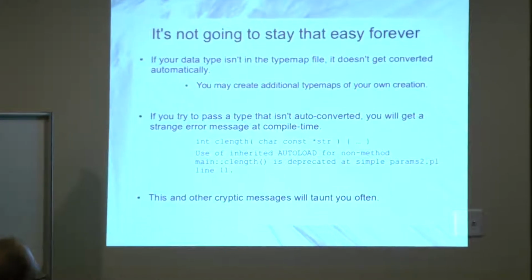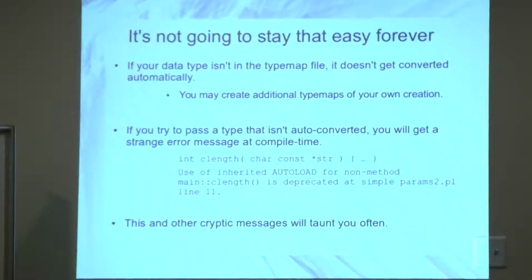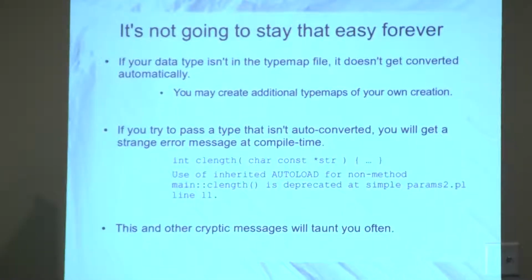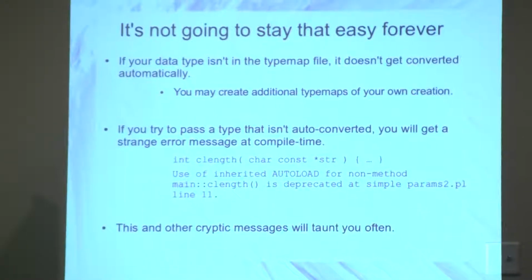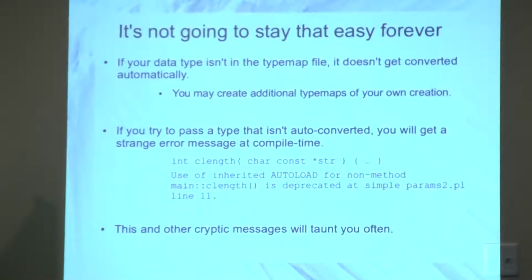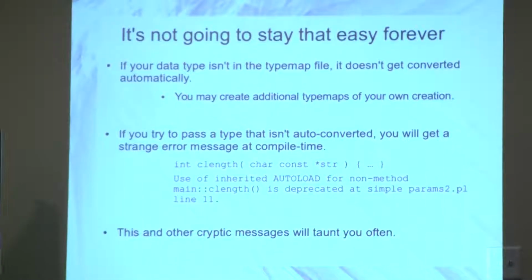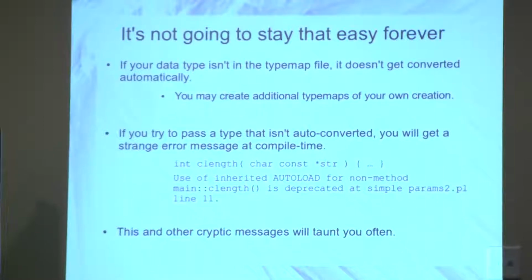If you try to pass a type that isn't automatically converted in the type map and you're not supplying your own custom type map file, then Inline C will just ignore that subroutine and won't try to bind it. What happens if the Perl code provides the wrong type? In our previous example, you passed ints, but what if you hadn't? What if you pass the string there?